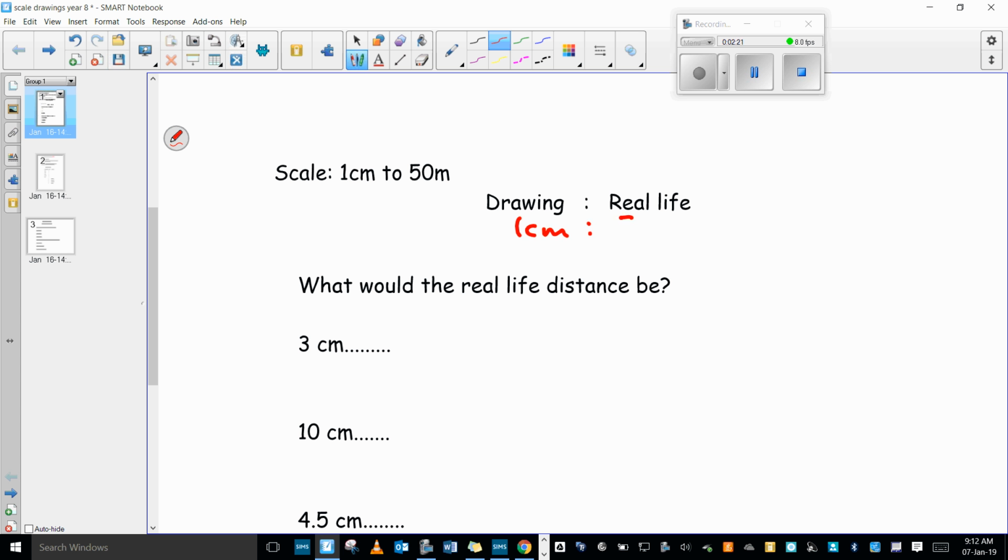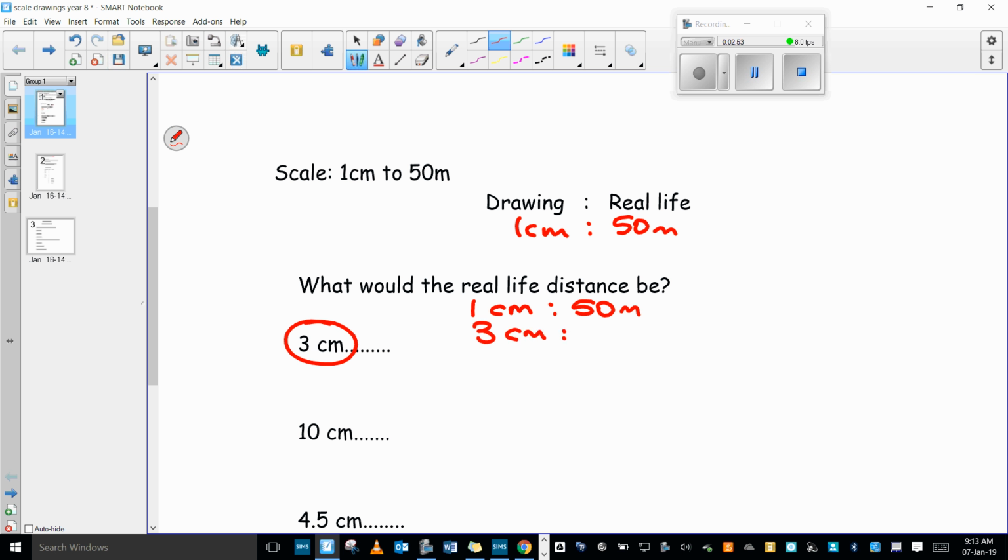So if we measured 3 centimetres on the map, what would the measurement be in real life? And how do we work that out? Well, since it's 3, you'd be 50 times 3. Exactly. Remember how when we had our ratios, I got you to write them like this? And then we've got now 3 centimetres. What did we do from here to here?